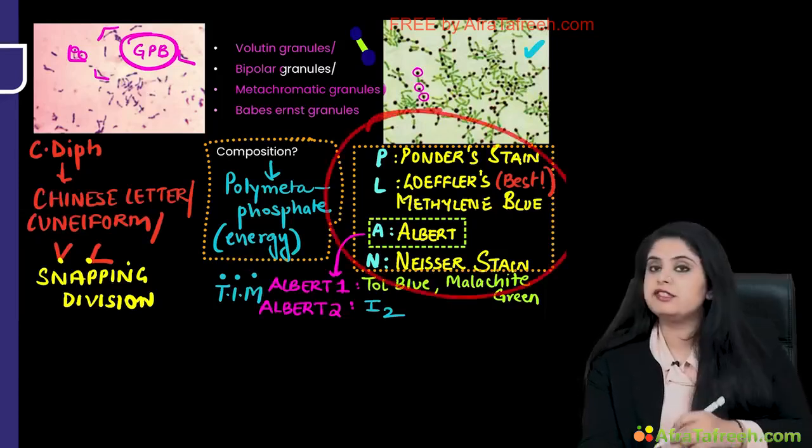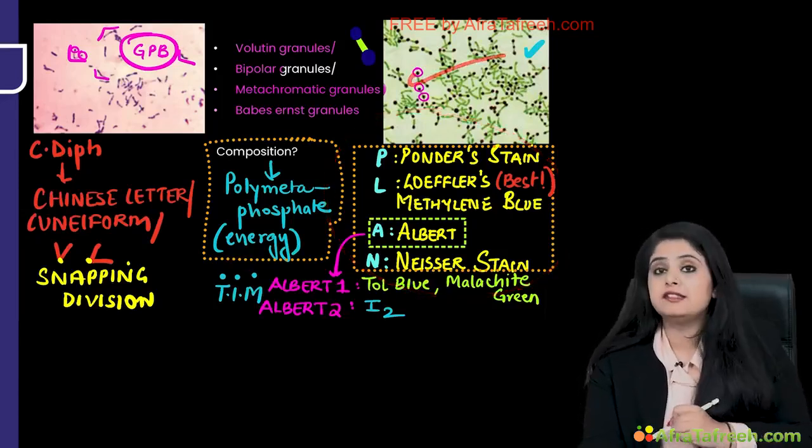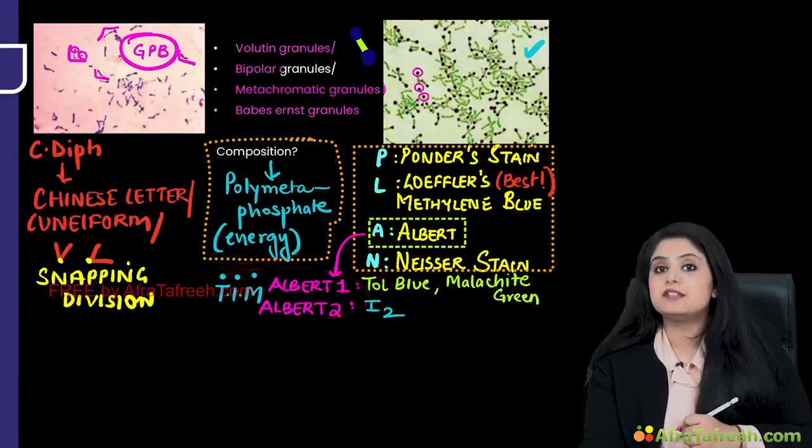What is your PLAN for staining? Which one of the PLAN is this? This is Albert. What is the mnemonic for Albert? It is TIM. And which is the best one? It is Loeffler's methylene blue. This was all about the slide features.